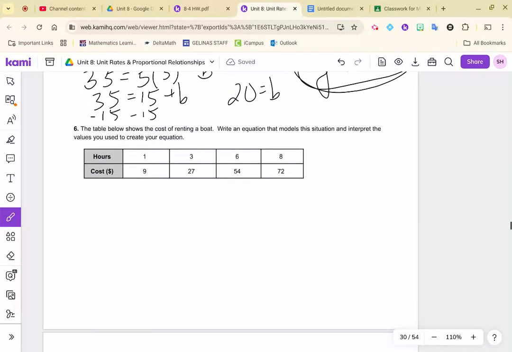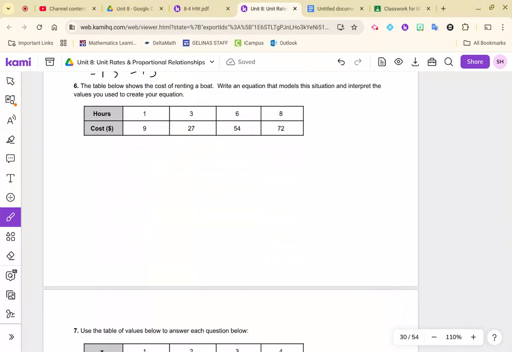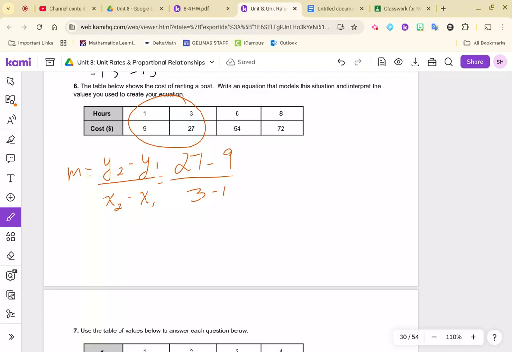Okay, if we look at this one, this table below shows the cost of renting a boat instead of a bike. So let's see what the boat rental costs compared to the bike rental that we must have just figured out. So I'm going to do y2 minus y1 over x2 minus x1, and I'll just pick the first ones I see this time. So 27 minus 9 over 3 minus 1, that becomes 18 over 2, or 9.